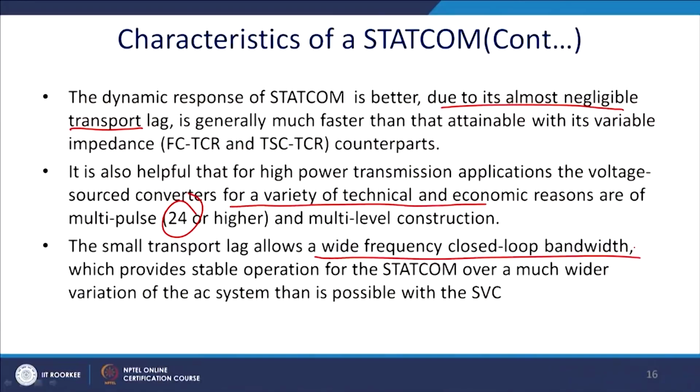The small transport lag and wider frequency closed loop bandwidth provide a stable operation of the Statcom over a wide range of variations of the AC system possible than the SVC. So, it is quite superior to SVC.